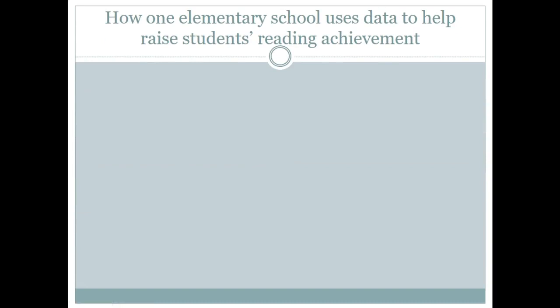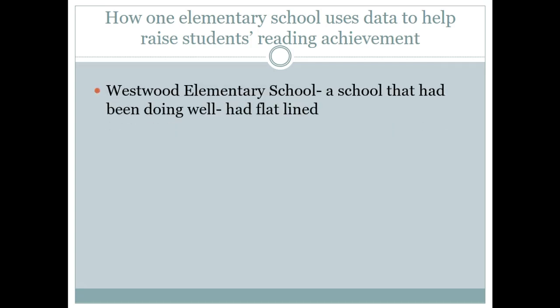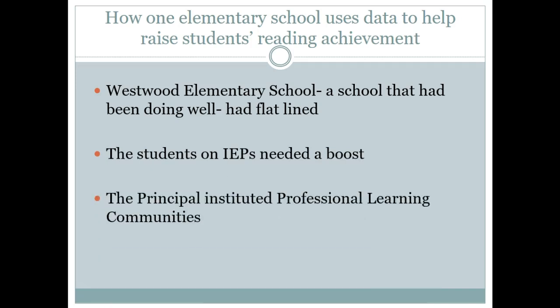All right, since your reading articles this week are optional, I wanted to quickly highlight a few things from them in case you opted not to read that article. The first one, how one elementary school uses data to help raise students' reading achievement. This is about Westwood Elementary School. They've been doing well, but then they flatlined, specifically students on IEPs. That subgroup was kind of bringing them down. So the principal instituted professional learning communities and growth occurred.